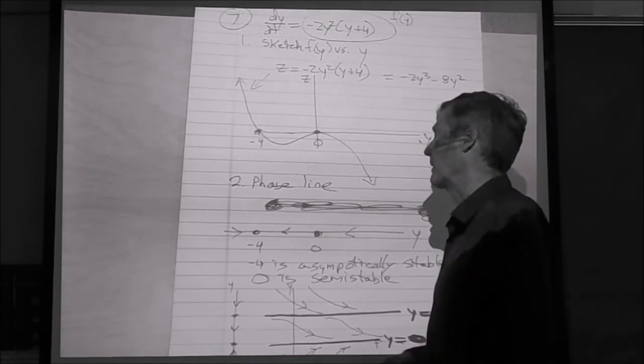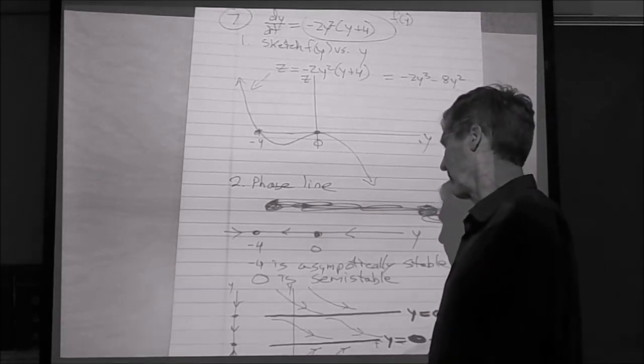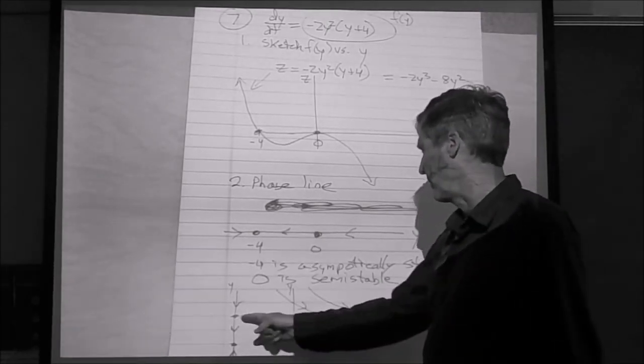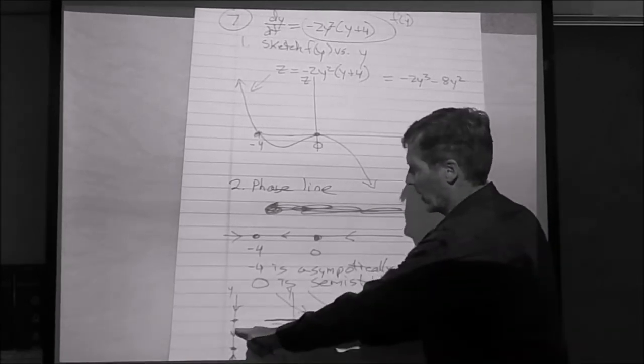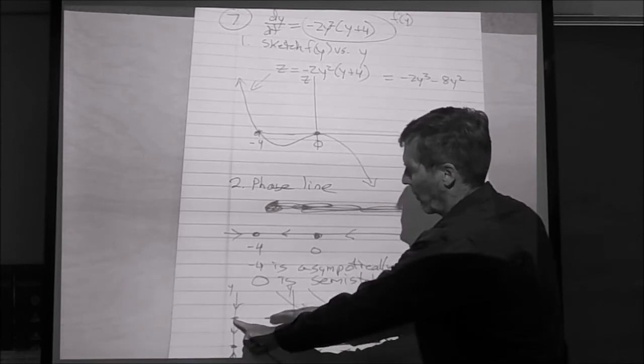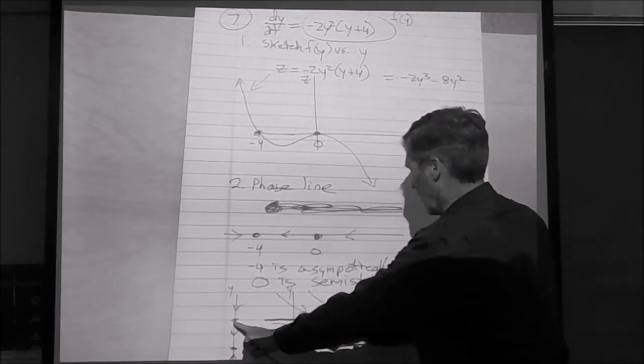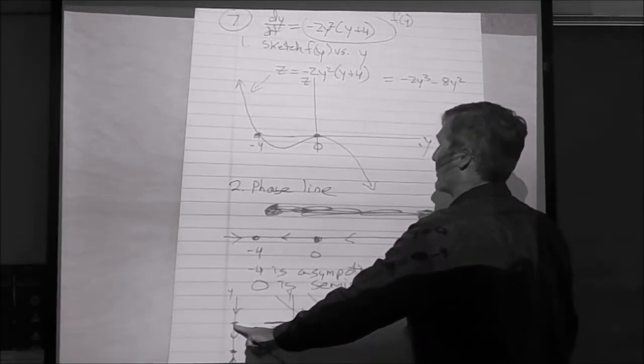That's the last part of the problem. Sketch a few solutions using the phase line. Well, the phase line, I turn it this way and put it next to the y-axis. So here's y equals 0 corresponds to this point. Any place where there's a critical point, an equilibrium point it's sometimes called, you draw a horizontal line because that turns out to be a solution, right?